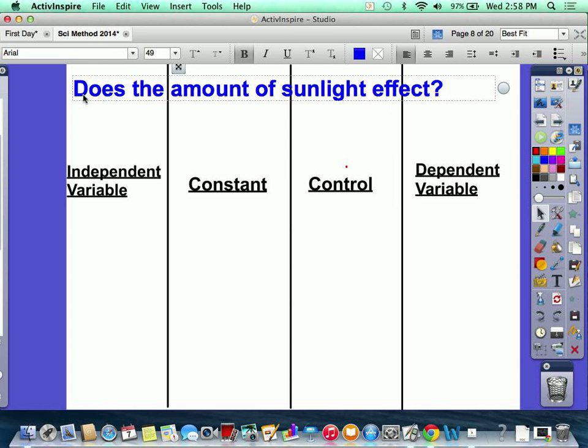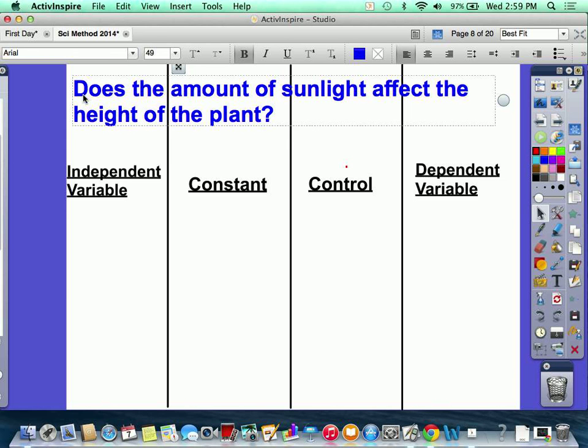Love it. Okay, now question. Is it effect or affect? Affect. Affect is the verb, right? Does the amount of sunlight affect the what? Height of the plant. Okay. Good question.